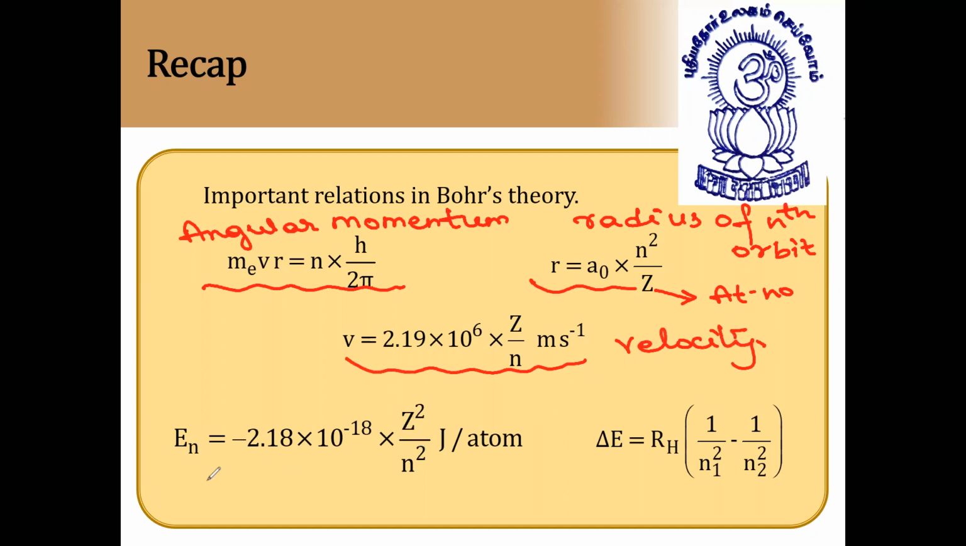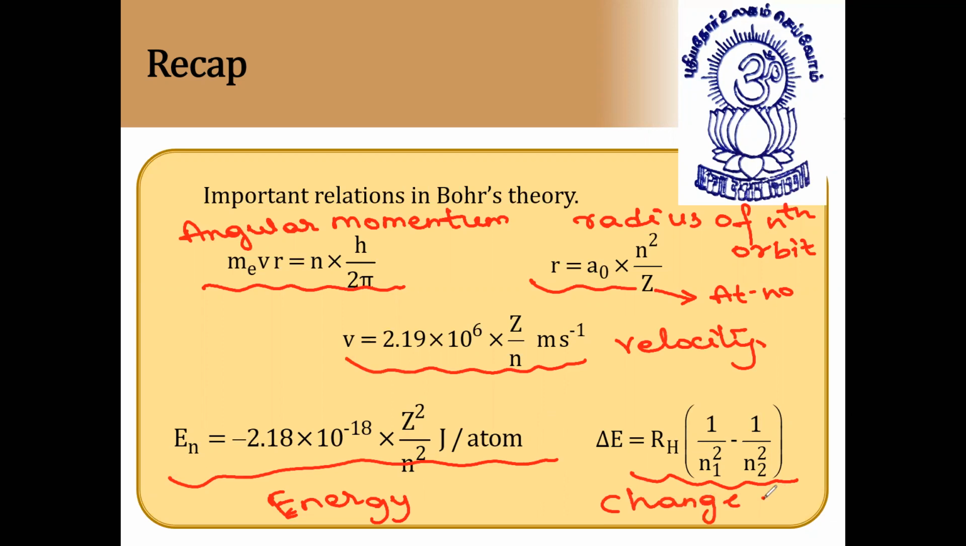And energy of electron in the orbit is given by minus 2.18 10 to the power of minus 18 into Z square by n square. Suppose if it is given in electron volts, we can write it as minus 13.6 by n square into Z square. And delta E, that is change in energy, is equal to RH into 1 by n1 square minus 1 by n2 square. So this is called change in energy of the photoelectrons. So I hope these formulas are clear from Bohr's postulates.